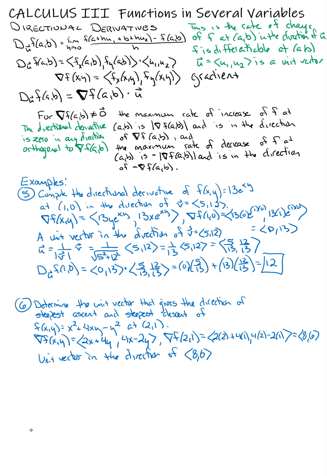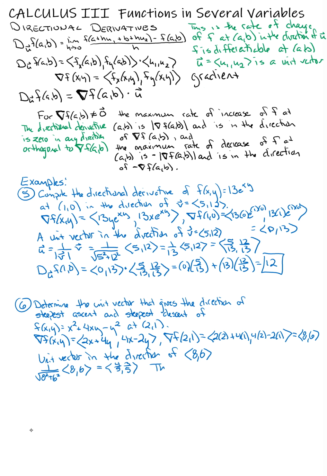Unit vector in the direction of some vector v is 1 over the magnitude of that vector times the vector. So we end up with 1 over the magnitude of 8, 6. That's going to be the square root of 8 squared plus 6 squared times that vector 8, 6. So we end up with 1 over the square root of 100. So that ends up being 1 over 10 times 8, 6. That gives us the vector 4/5, 3/5. All right, so there we go.